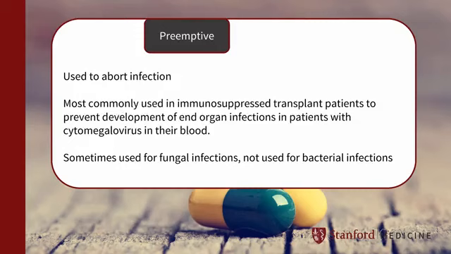Perhaps the commonest use of preemptive therapy occurs in immunosuppressed transplant recipients to prevent the development of end organ infection in patients with cytomegalovirus circulating in their blood. Although preemptive therapy is sometimes practiced in the realm of fungal infections, there are no good examples in dealing with bacterial infections.